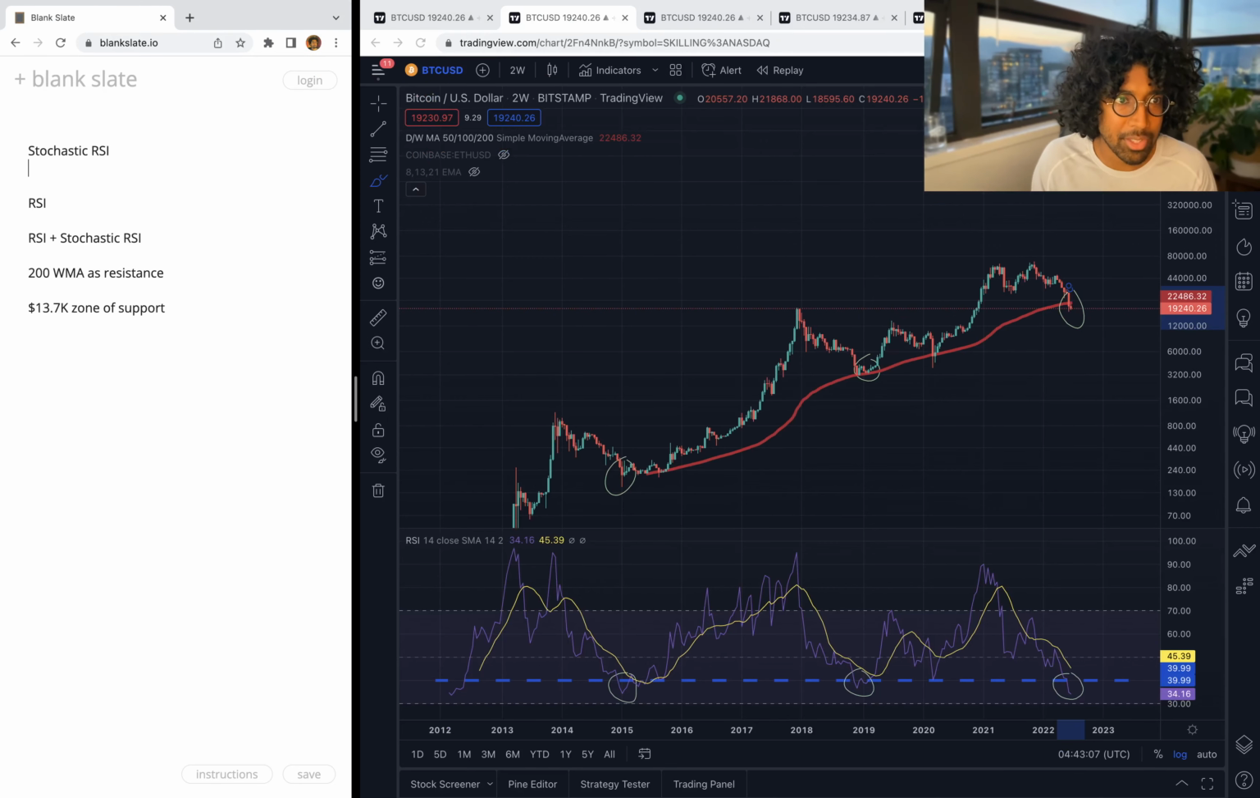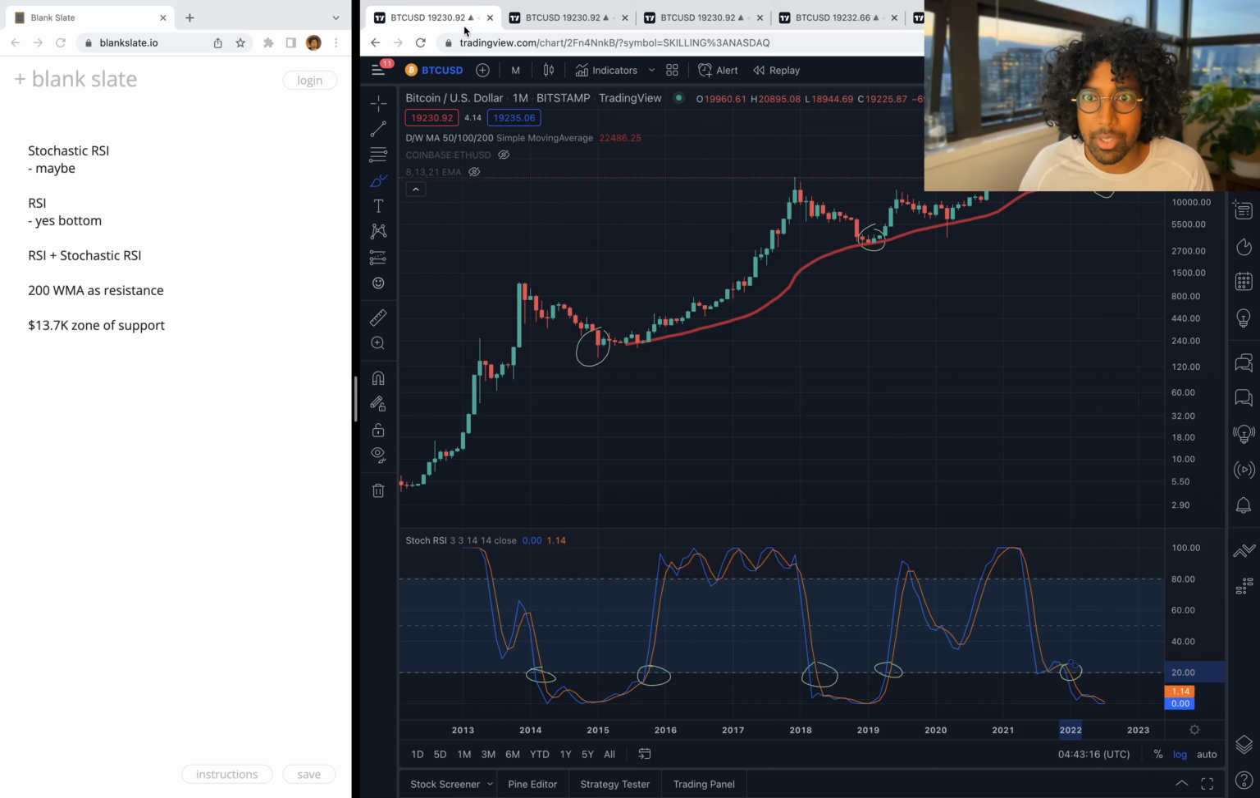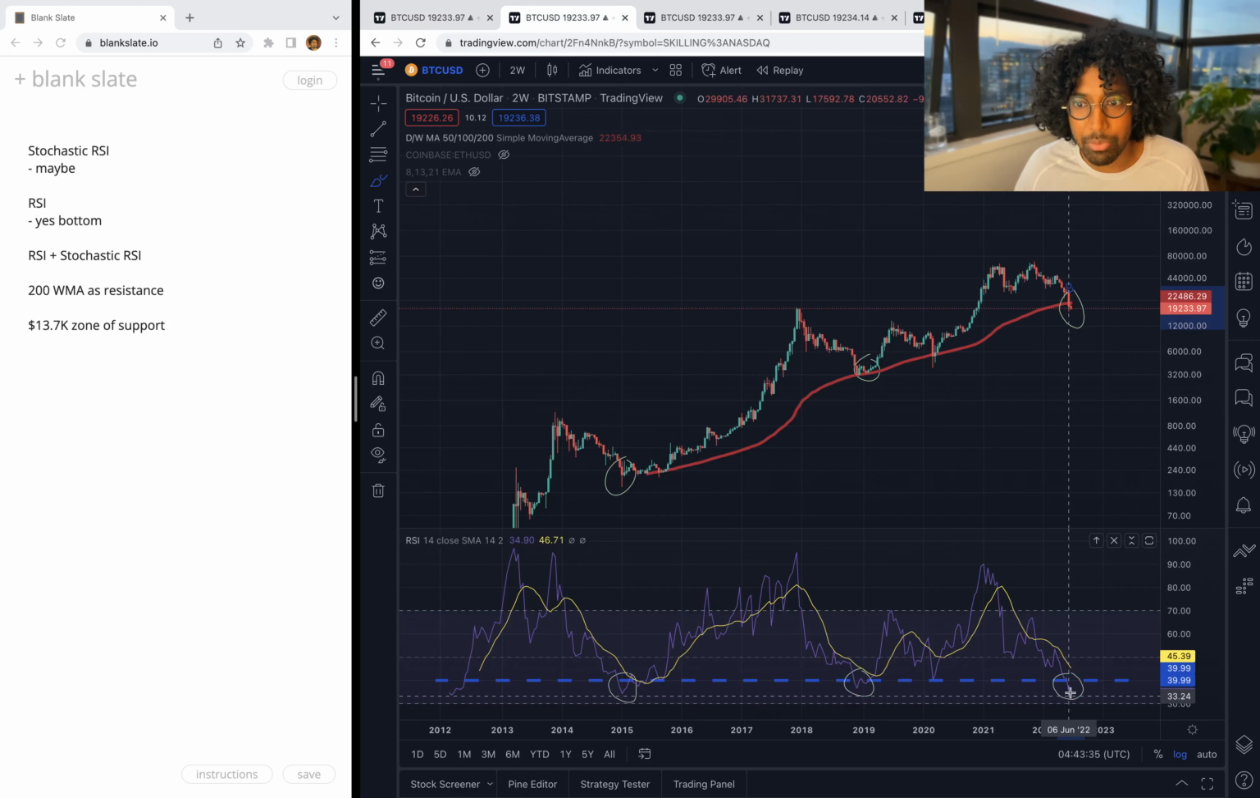So the stochastic RSI is a maybe. The RSI says yes, bottom in, right? Let me just double check. Yeah, exactly. So this says this is a maybe, right? Because we've broken down, but we're at similar levels as we were at the bottoms down here. So have we accelerated our process? I'm going to say a maybe here for the stochastic RSI, but for the RSI, it's yes. According to this, we've already hit the bottom, right?